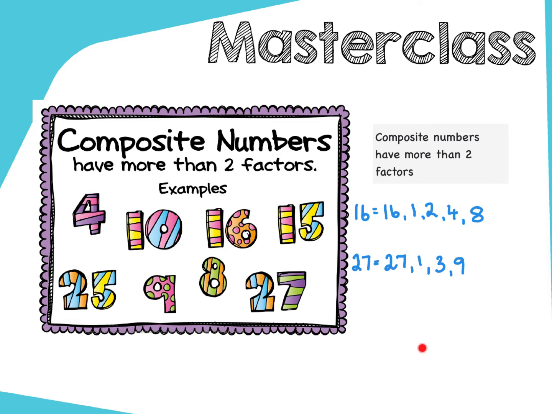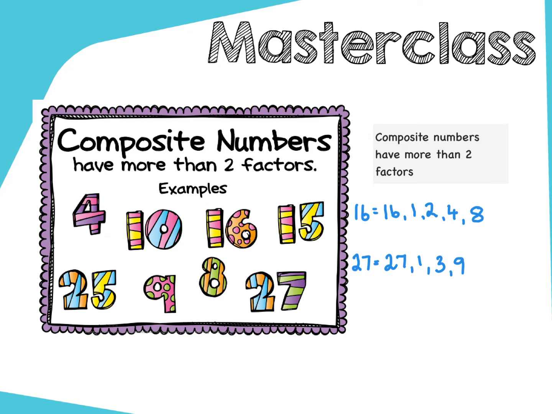Even times odd equals even, okay? So straight away, anything that is an odd number like 25, you know that 2s, 4s, 6s, 8s, 10s are not going to be factors of 25, all right? Okay, so that's just a little hack that you got there too.